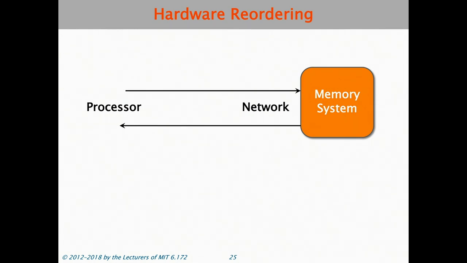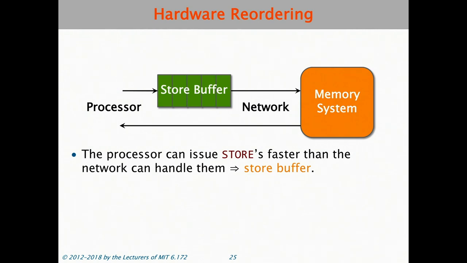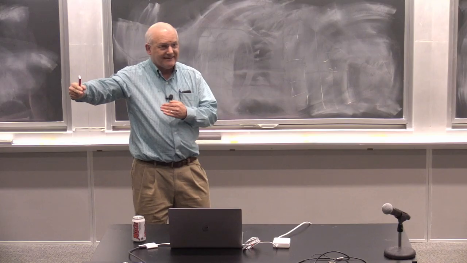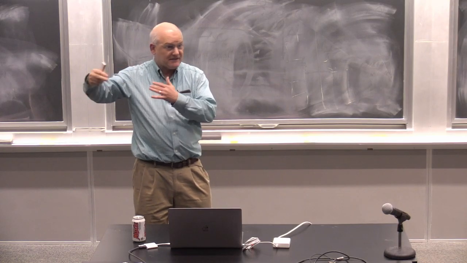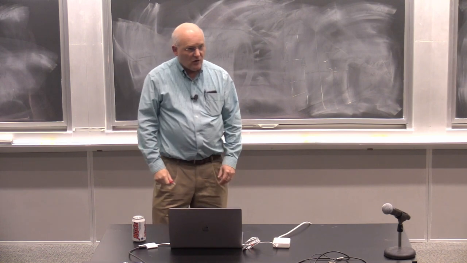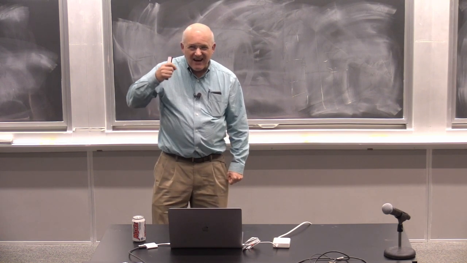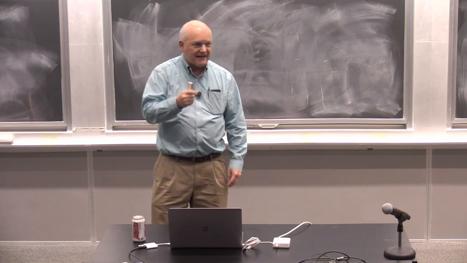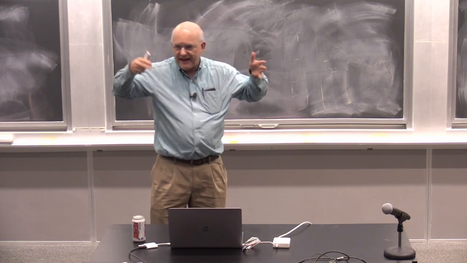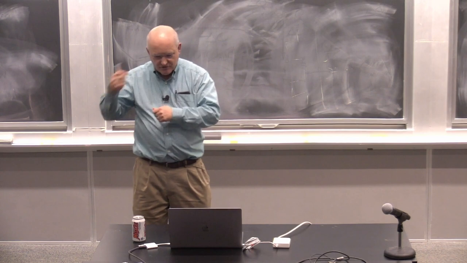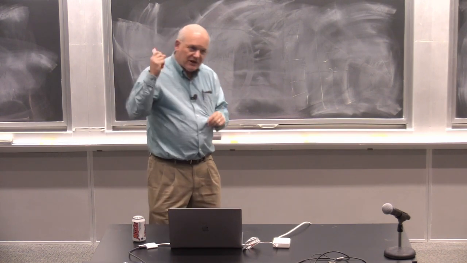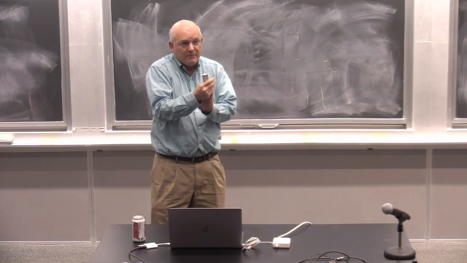Now, it turns out that the processor can issue stores faster than the network can handle them. The processor can go store, but getting things into the memory system can take a while. The memory system is big and slow. But the hardware is usually not doing a store on every cycle. It's doing some other thing, so there are bubbles in that instruction stream. And so it says, well, I'm going to let you issue it because I don't want to hold you up.